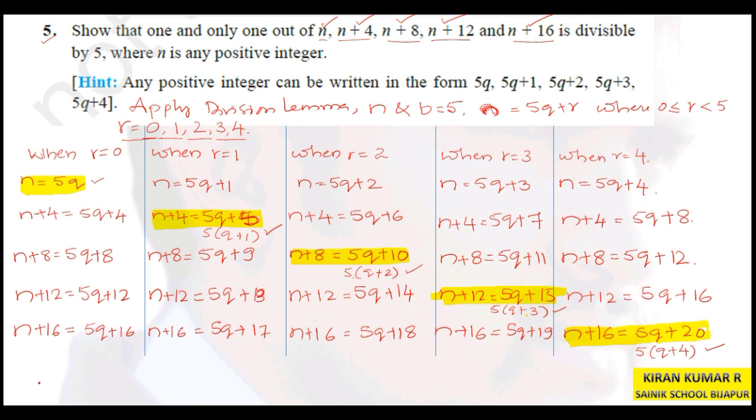Therefore, we can conclude one and only one out of n plus 4, n plus 8, n plus 12 and n plus 16 is divisible by 5.